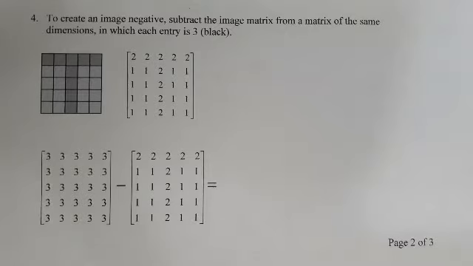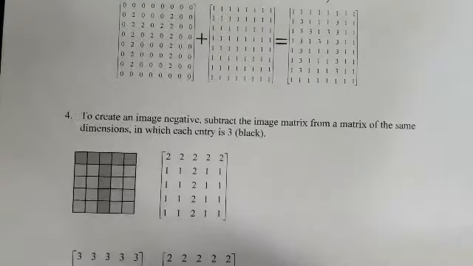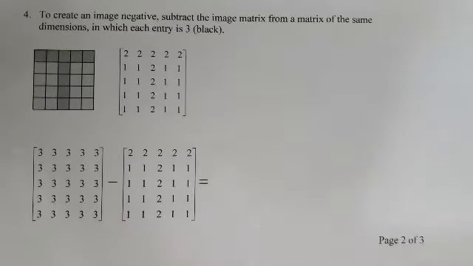So to create an image negative, subtract the image matrix from a matrix of the same dimensions in which each entry is 3. Okay, so what they're doing is they're taking the darkest shade and subtracting the colors from it, and you get the image negative.